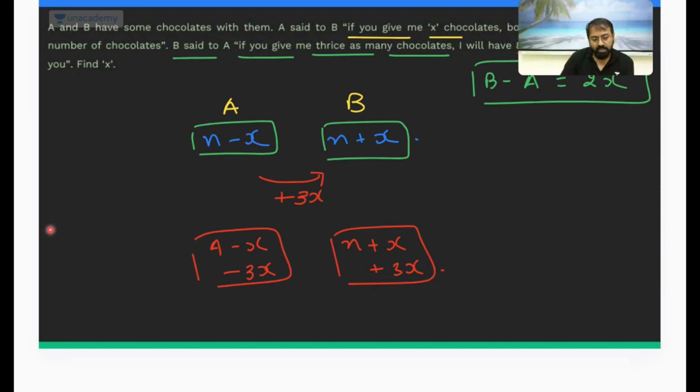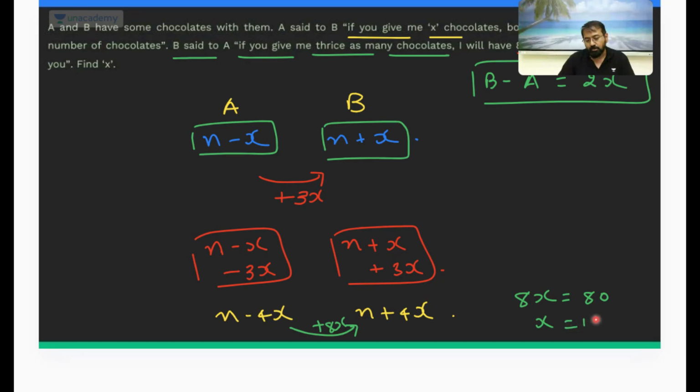Now guys, just observe what will be the number of chocolates over here. So can I say A will have n minus 4x chocolates? Here I have written A mistakenly, it should be n actually. So n minus x minus 3x. So A will have n minus 4x chocolates and B will have n plus 4x chocolates. Guys, can you tell me B has how many more chocolates than A? Can you please type it in the chat box? Can I say B has 8x chocolates more than A? So I can say 8x is equal to 80. So x should be equal to 10.